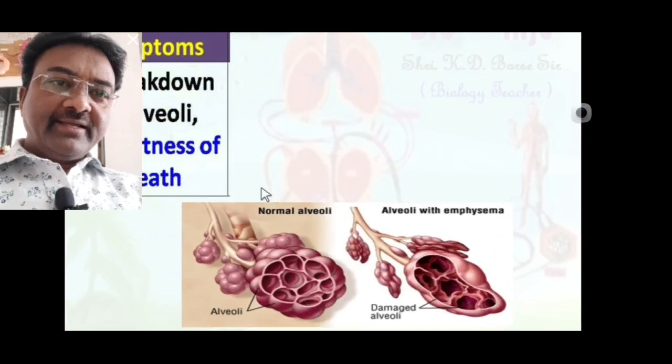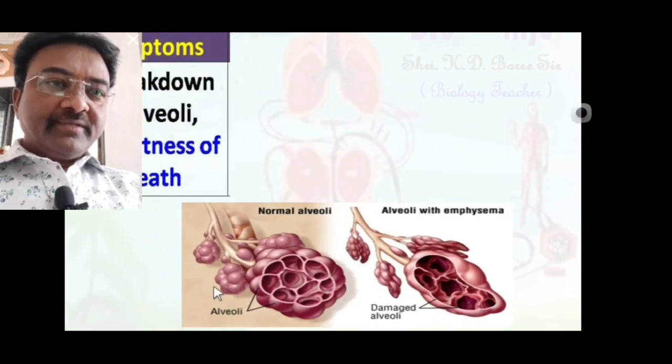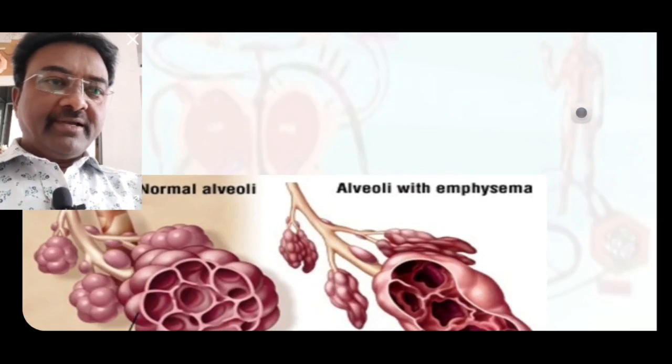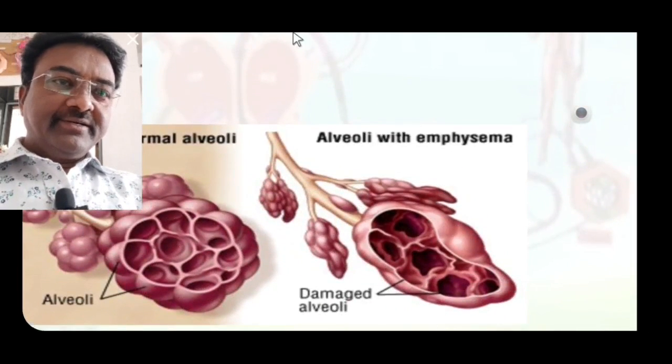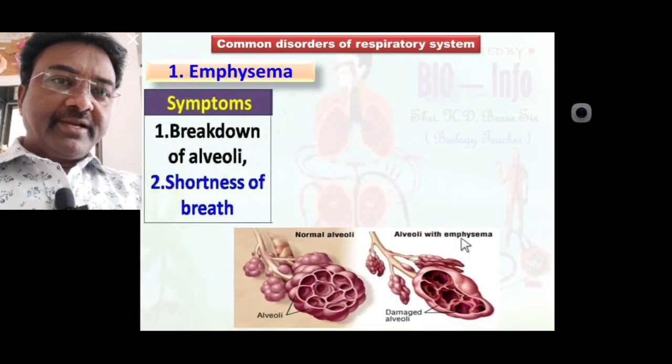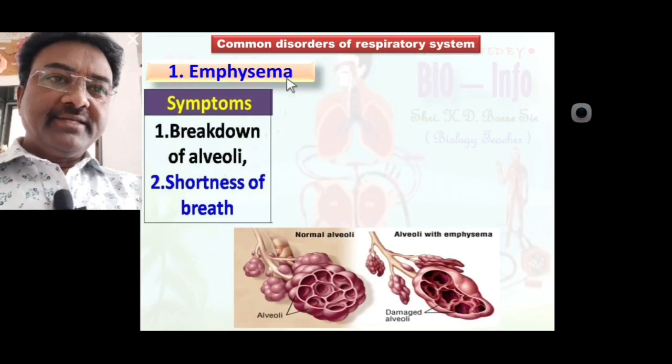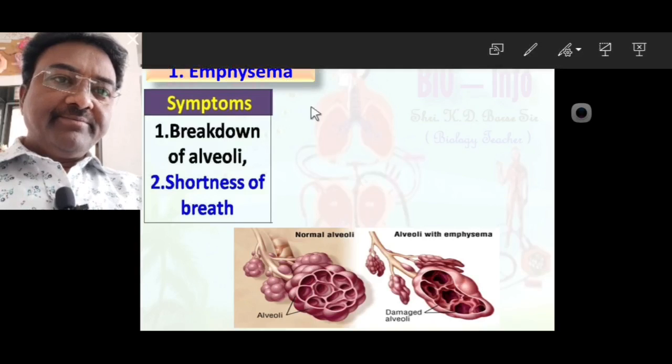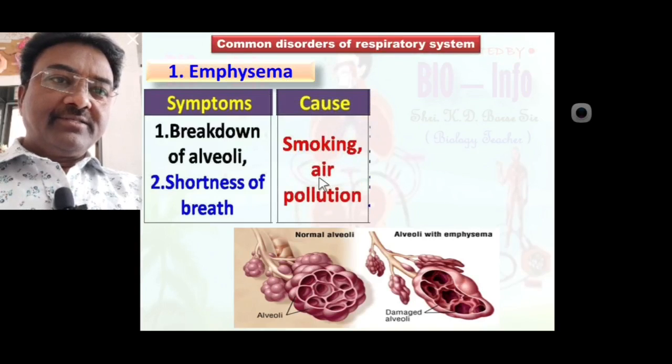Normal alveoli look like this, and in emphysema the alveoli are damaged. So damaged or broken down alveoli create one of the serious disorders known as emphysema. Such emphysema disorder or disease is caused by smoking or air pollution. Smoking or air pollution cause emphysema disease.